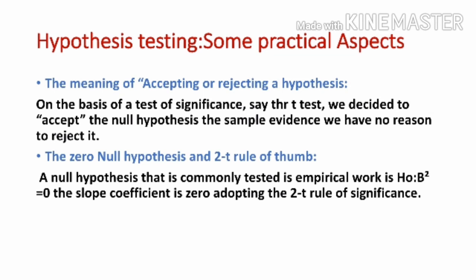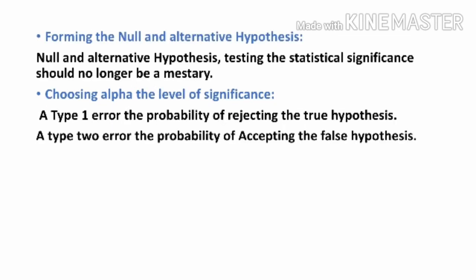See this: H naught is beta 2 equals 0, and H one is beta 2 not equal to 0. The hypothesis is a two-tail test. Forming the null and alternative hypothesis and choosing alpha, the level of significance. Null and alternative hypothesis testing: statistical significance should no longer be a mystery.